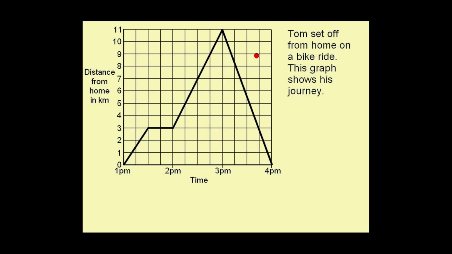This is a distance time graph which shows Tom's journey on his bicycle. Whenever I see a distance time graph, the first thing I do is look at the horizontal axis here. This is 1 p.m. and this is 2 p.m. So that means that here we've got 1:30 and this is 1:15. So each square at the bottom is 15 minutes. I might need this later on.